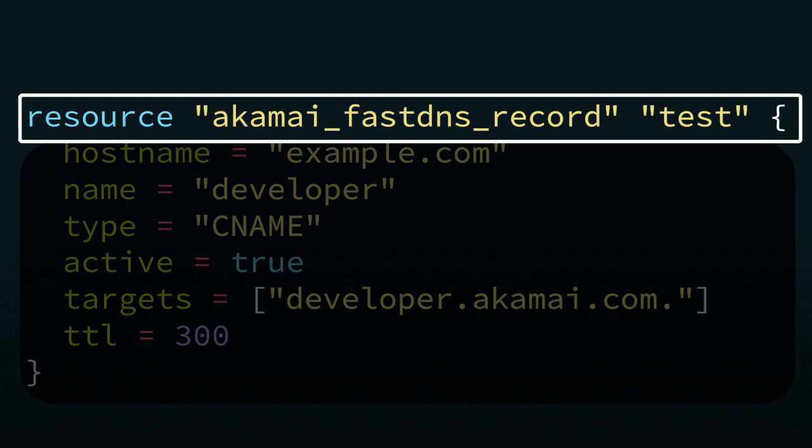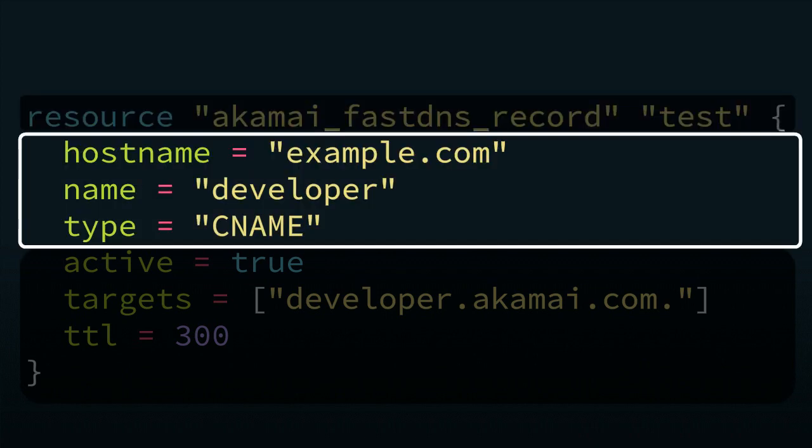It's called test, and we're going to set the configuration on that. And the first thing we're going to do is set up the host name, which is going to be under example.com. That's the zone. The name, which is the subdomain, in this case, is developer, and the type of record. So we're going to create a CNAME.